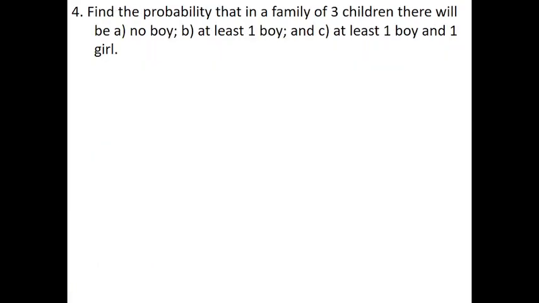Okay, number 4. Find the probability that in a family of 3 children, there will be (a) no boy, (b) at least 1 boy, (c) at least 1 boy and 1 girl. Okay, let's analyze. So we have a family of 3 children. Ano daw yung probability that there will be no boy? Okay, so B is 0, if our random variable is B representing the number of boys. So 0 boy.